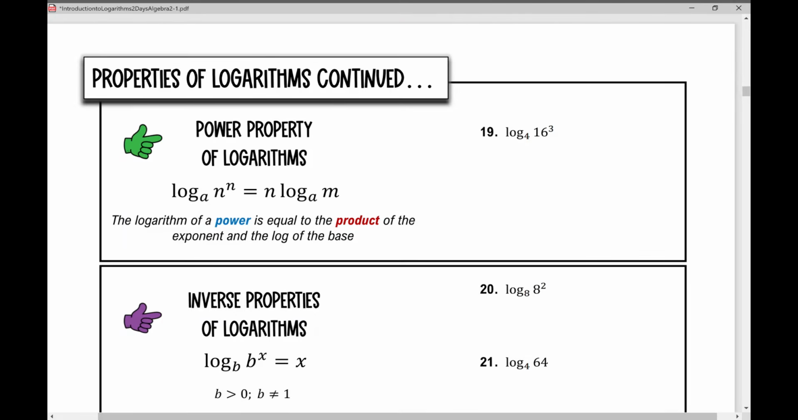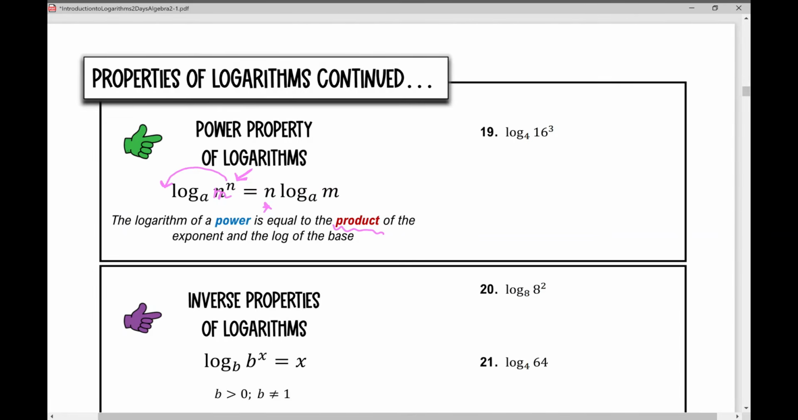So properties of logarithms continued. We have a couple more. The power property of logarithms. The logarithm of a power is equal to the product, meaning I multiply, of the exponent and the log of the base. So if I have an exponent right here, I can take that exponent and put it in front of the log, and basically I'm going to be multiplying that exponent times the log of all of those things. So this should be an m right here. So log base a of m to the power of n equals n times the log base a of m. So I take that exponent and move it in front, like right there.